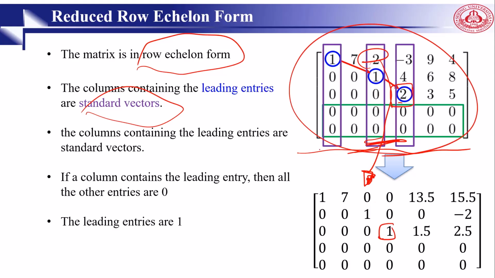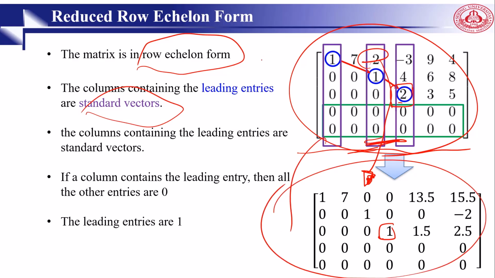So if you can see, this is called row echelon form. This is row echelon form. This is column echelon form. How do you do it? By row operations.